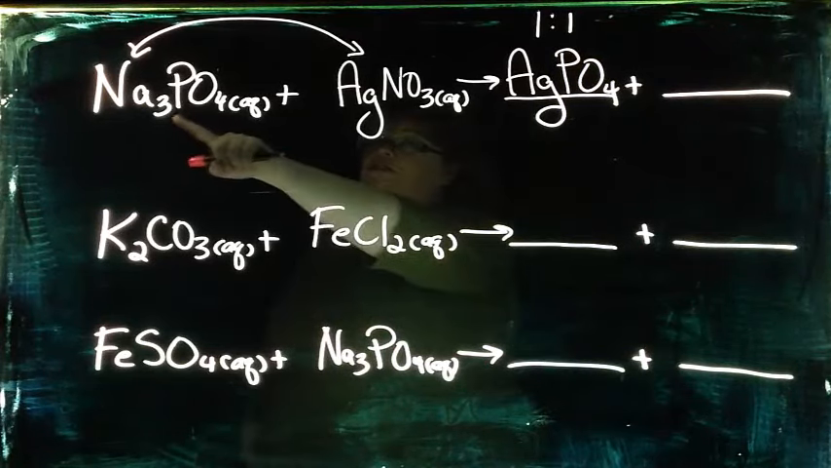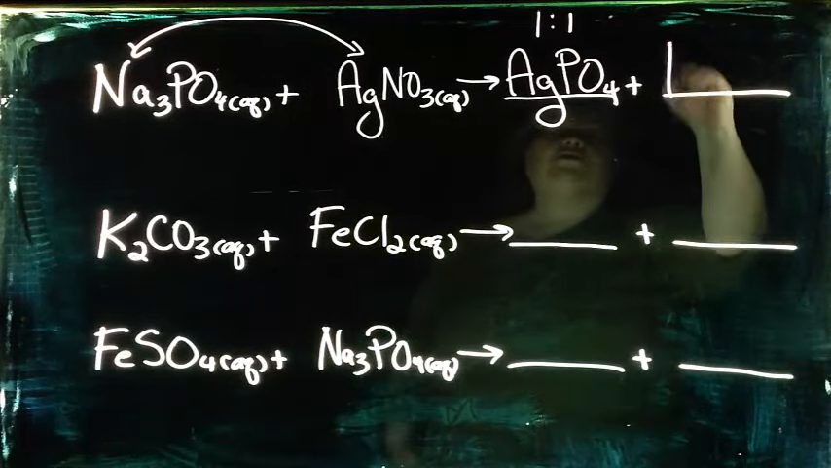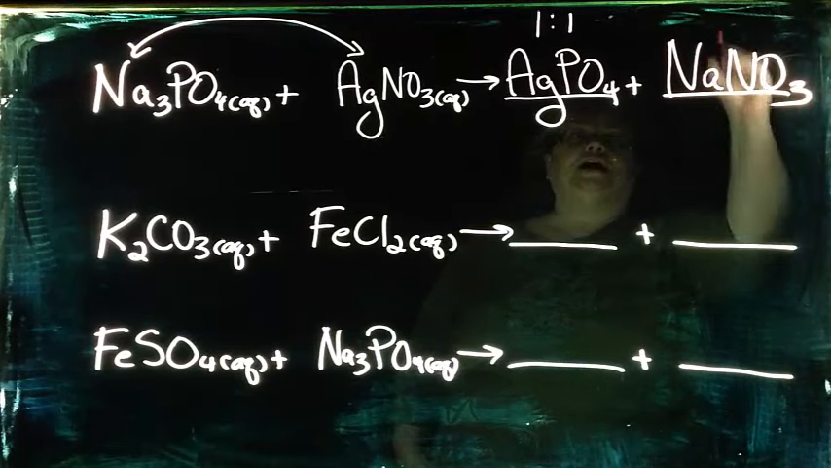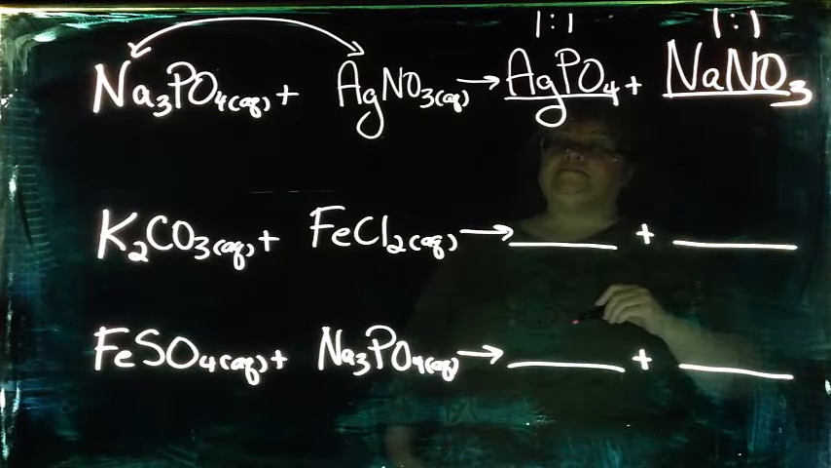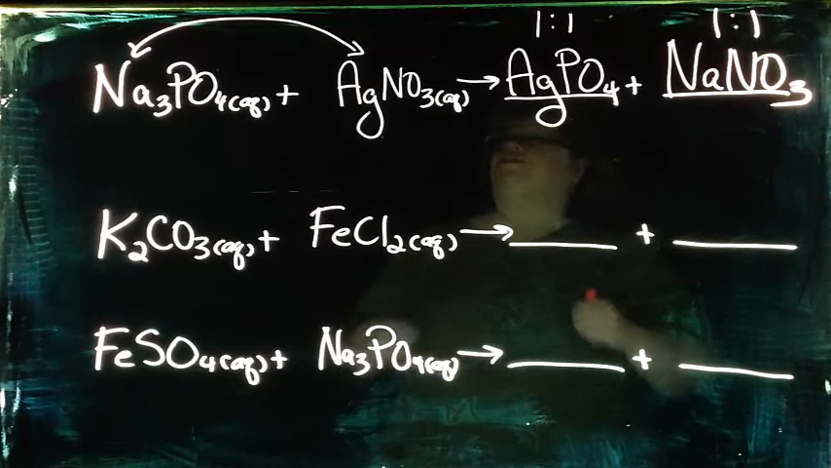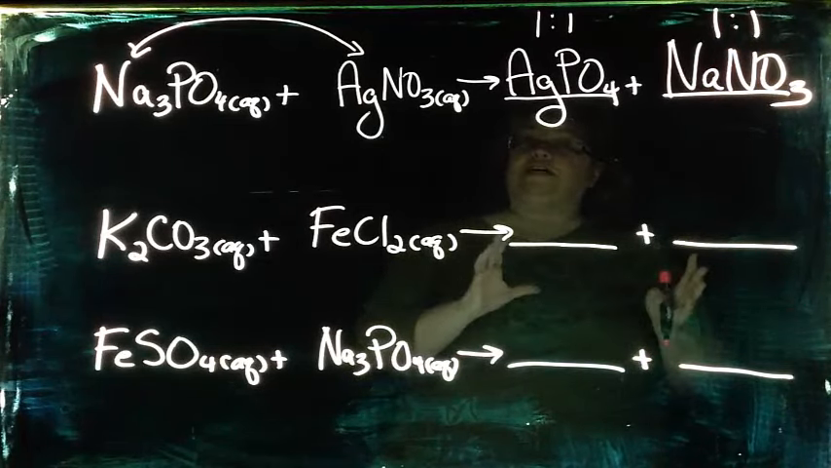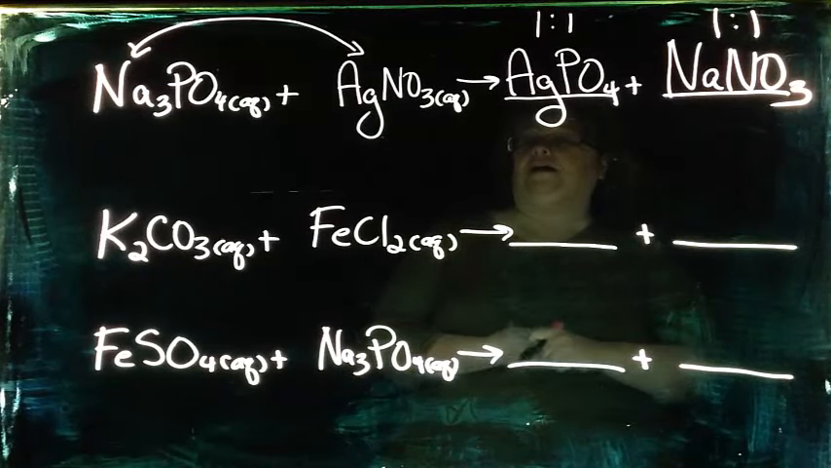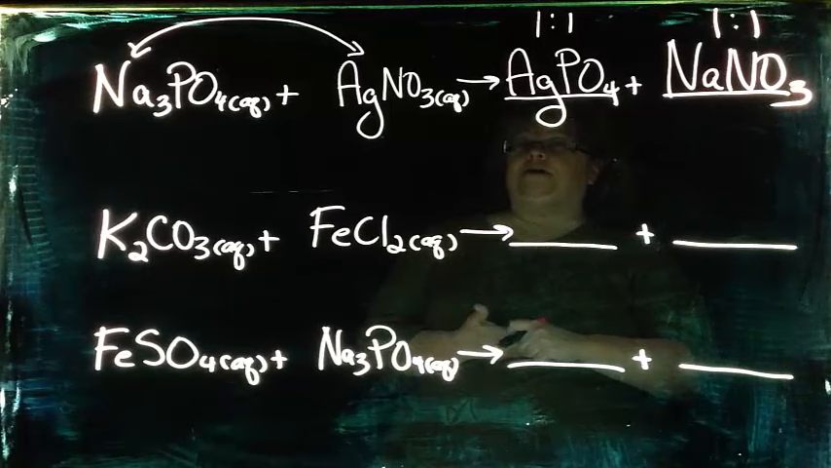I'm going to now switch the sodium over to a new anion, and it's going to hook up with the nitrate ion. Remember, 1 to 1. And I always say it's 1 to 1, check the charges. Because all I've done is bring them over and switch the partners, but I have not written a balanced compound yet.